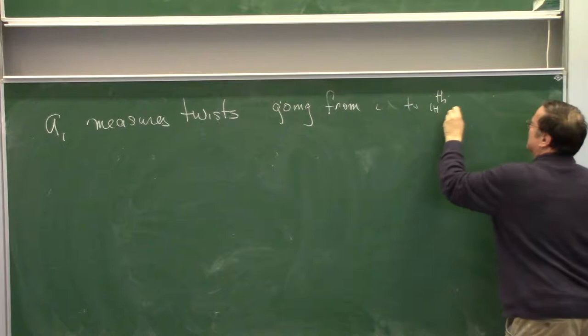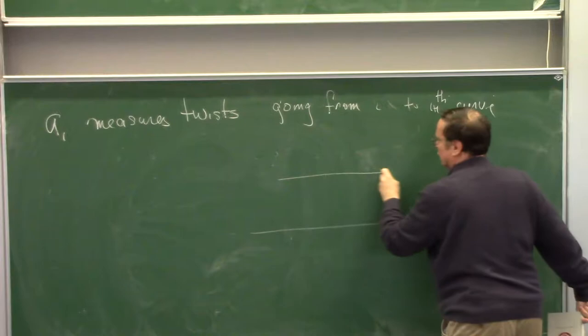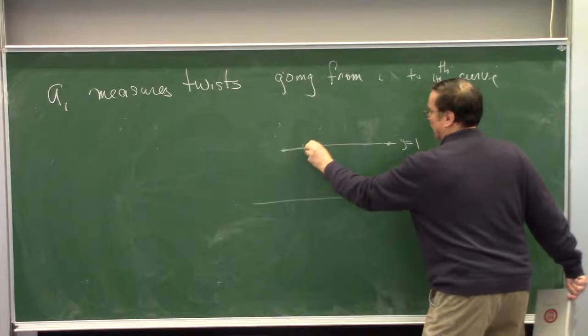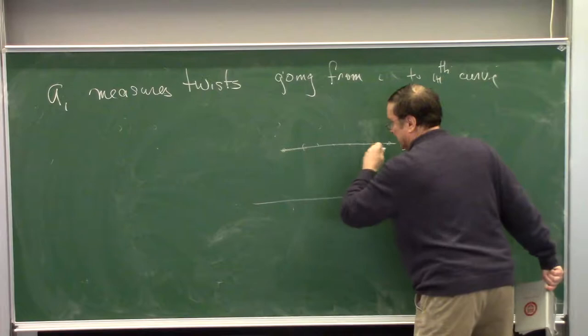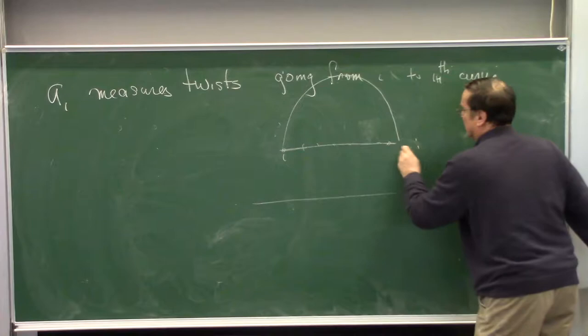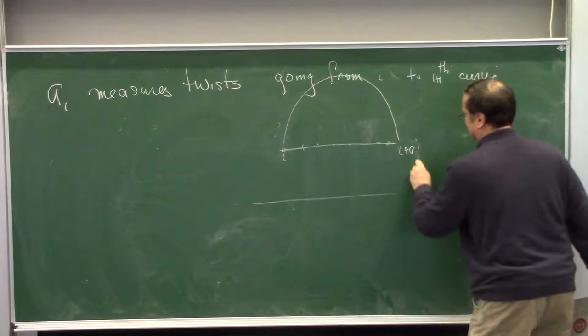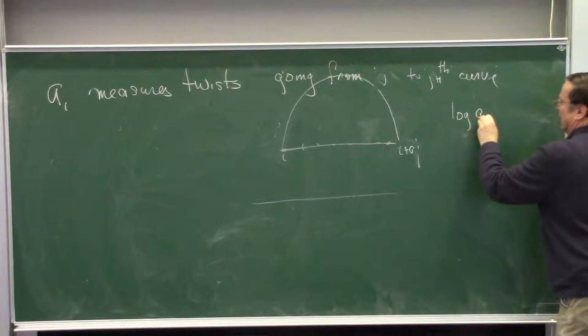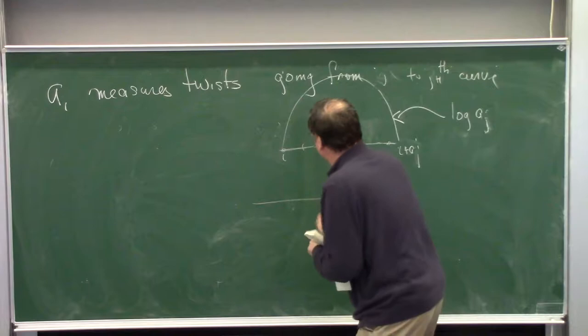Okay, and here's our picture. Here's the upper half plane. Here's the line y equals one. If you twist a_i times, you're adding a_i. The hyperbolic geodesic, of course, looks like that. The length of the hyperbolic geodesic, if this is i and this is i plus a_i, is roughly log of a_i. The length of the geodesic is roughly how much time you're spending in the cusp.